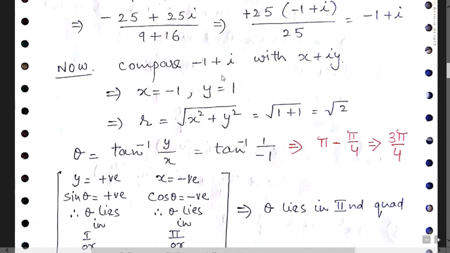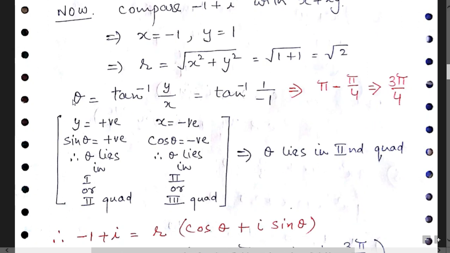Now compare minus 1 plus iota with x plus iota y. It means I can write x is equal to minus 1 and y is equal to 1. Then calculate the value of modulus. The formula for modulus is the square root of x square plus y square. It means it's the square root of 1 plus 1, and it is square root 2.